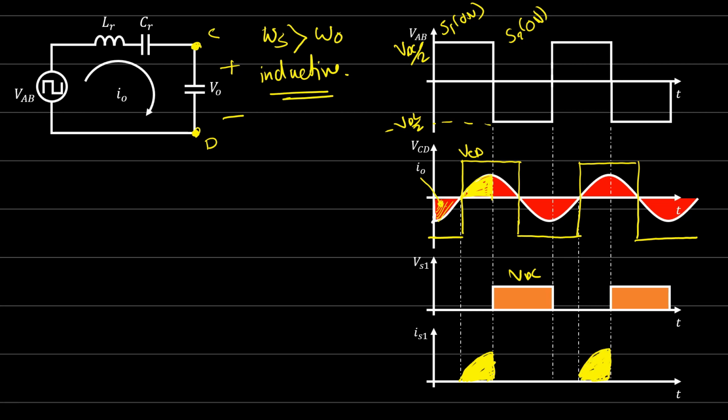When the switch becomes off here, at this point we have hard switching. Okay, hard switching. But here we have soft switching. Because when the switch turns on, soft switching, but when the switch turns off, hard switching. Now let's try to find the equivalent resistance for this circuit.